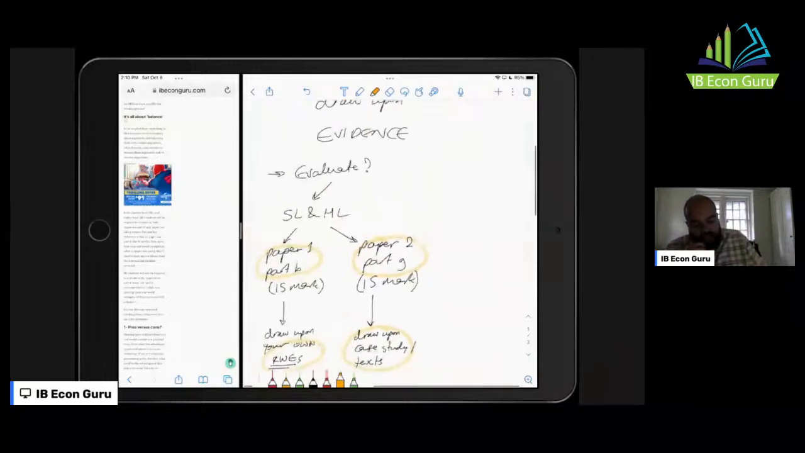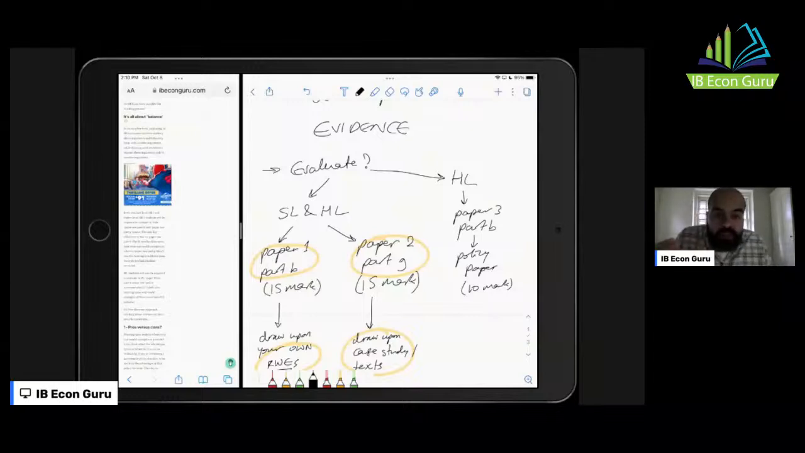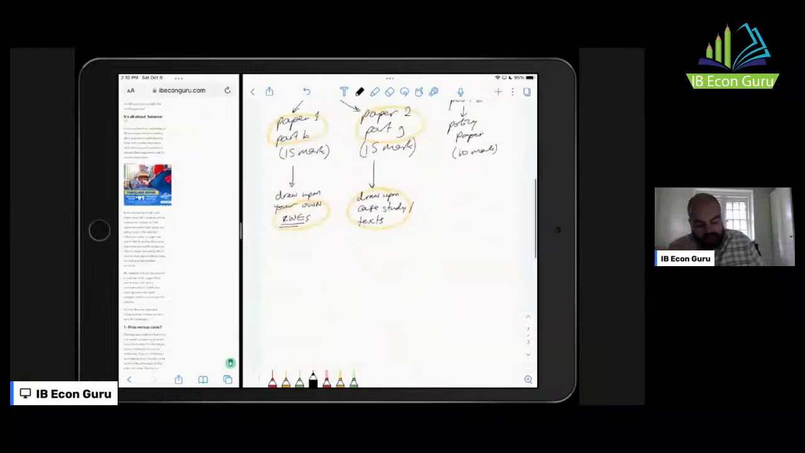Now, HL students, separately, HL students will also need to evaluate in paper 3, which is only for HL students, part B. That's the policy paper, where you recommend a government policy. This is a 10-mark question. You recommend a government policy. You have to be able to evaluate this policy while drawing upon real-world examples. So this is where you are required to evaluate.